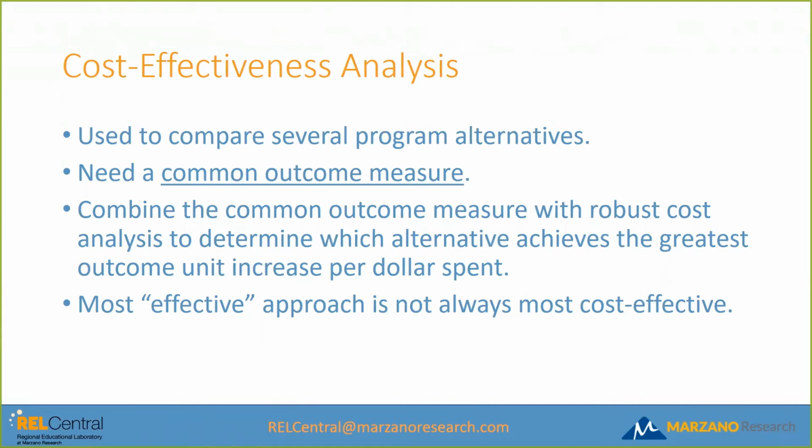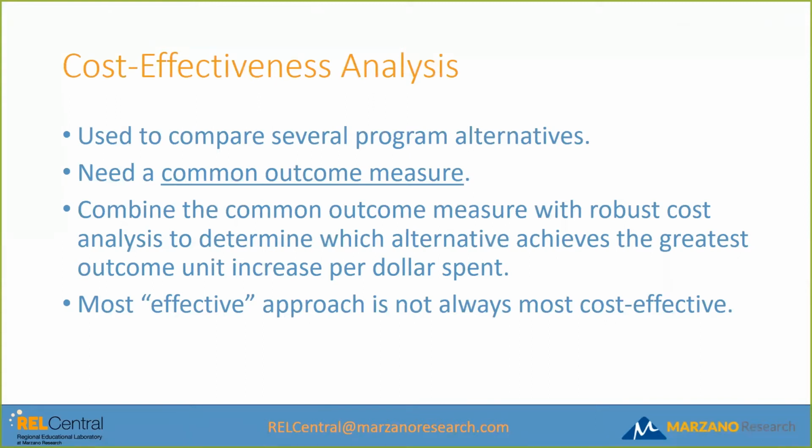When you're doing cost effectiveness analysis, you need to have a common outcome measure. So in our example of selecting a reading intervention, you would need either a common assessment that's been applied to the outcomes of the 3 or 4 or 5 different interventions, or at least you need to be able to equate them so that you have comparable measures. For example, you might use the reading portion of a state assessment or a district developed or teacher developed assessment.